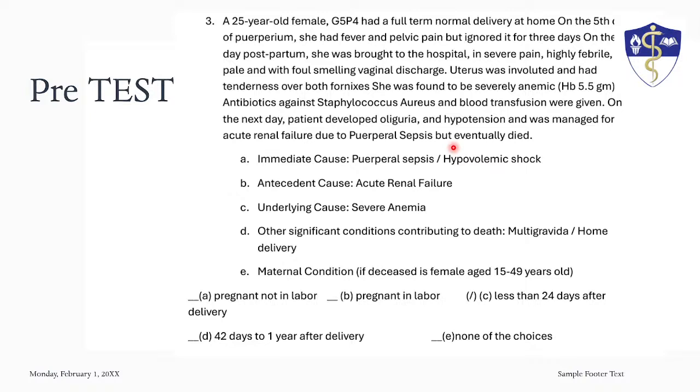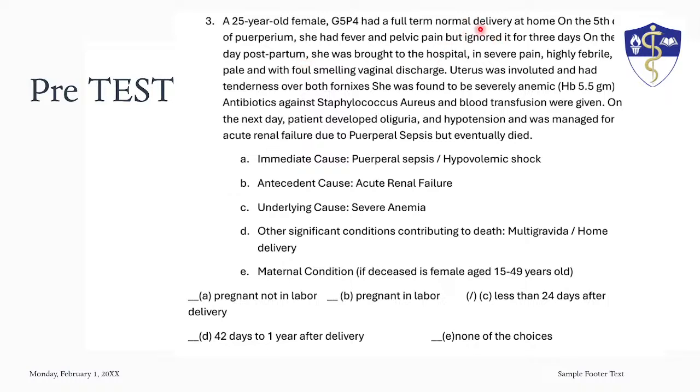On the fifth day of postpartum, she had fever and pelvic pain but ignored it for 3 days. On the eighth day postpartum, she was brought to the hospital in severe pain, highly febrile, very pale with foul smelling vaginal discharge. Ta-dan! There's a couple of things already on your mind as to why there's this foul smelling vaginal discharge. You're thinking retained placenta here.